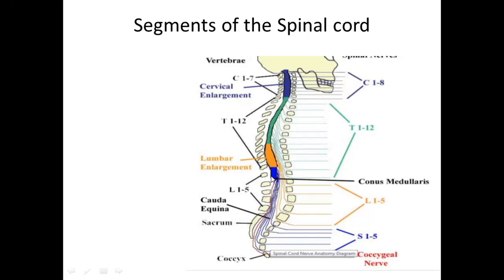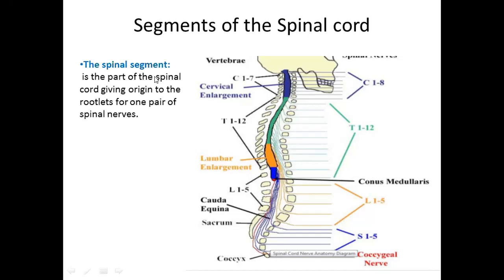So the number of spinal cord segments is 31, and the number of pairs of spinal nerves is 31 pairs. So what is the spinal cord segment? It is a part of the spinal cord which gives origin to the roots of a pair of spinal nerves. So each segment of the spinal cord gives origin to one pair of spinal nerves.